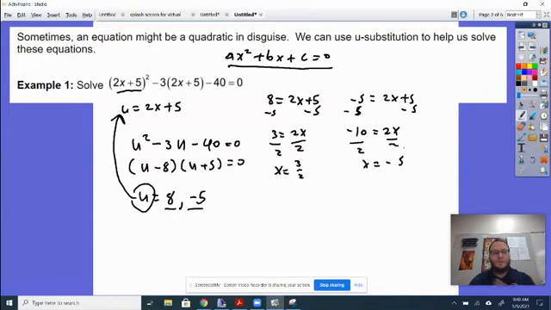Now we can always go and check our answers. One way we can check our answers is to plug these in. But this 3 halves is going to be kind of a pain to plug in. The negative 5 wouldn't be too terrible. So let me show you a trick.